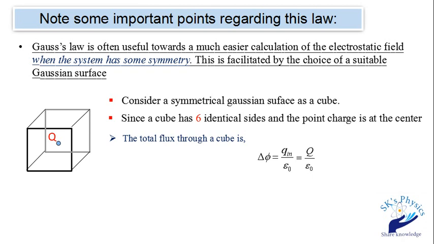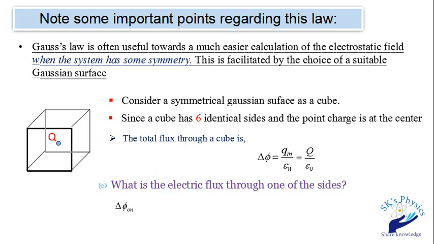Now we have a question. What is the electric flux through one of the sides? There are 6 identical sides. So delta phi for one face is equal to q by 6 epsilon 0. That's only because of symmetry.